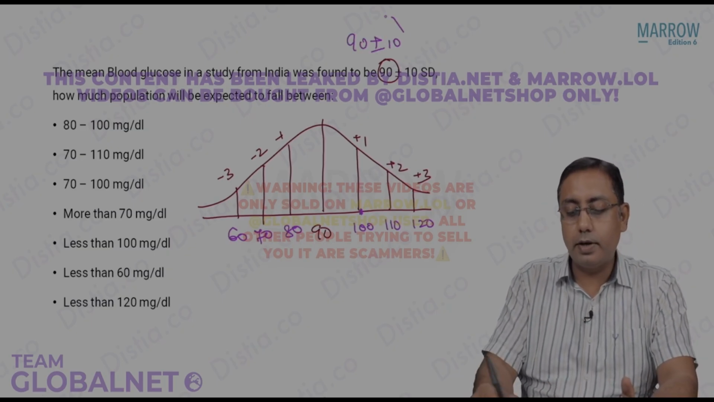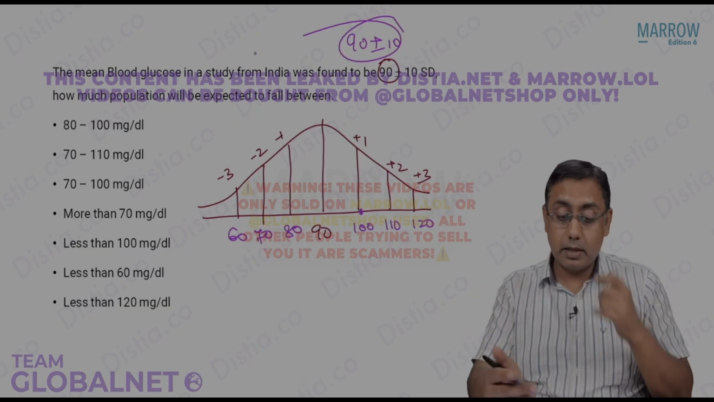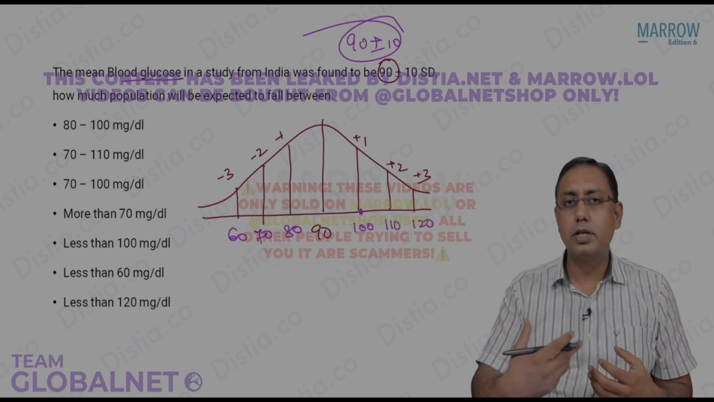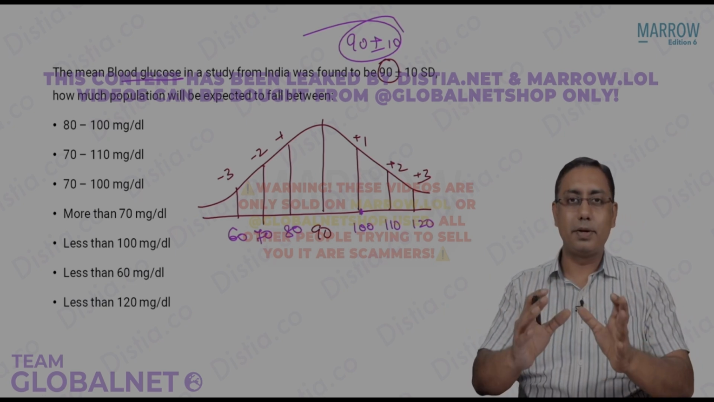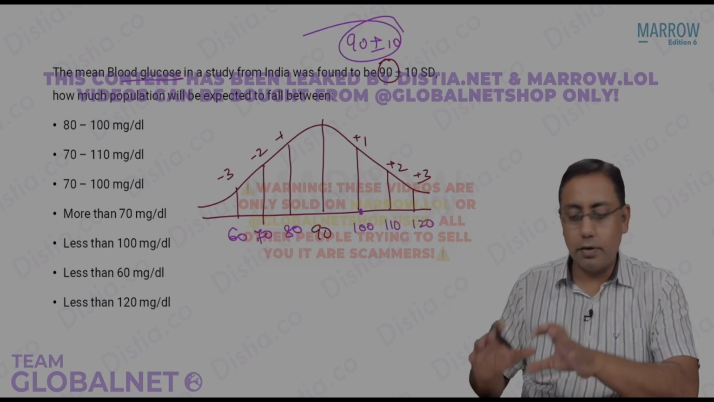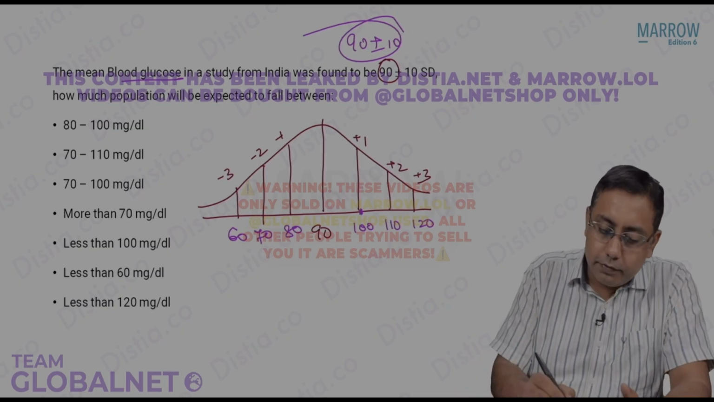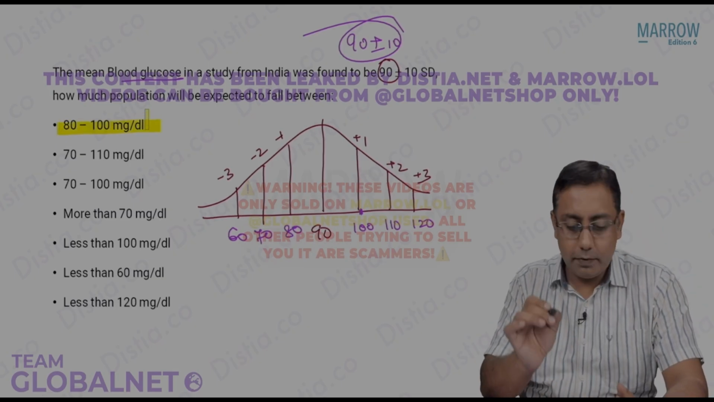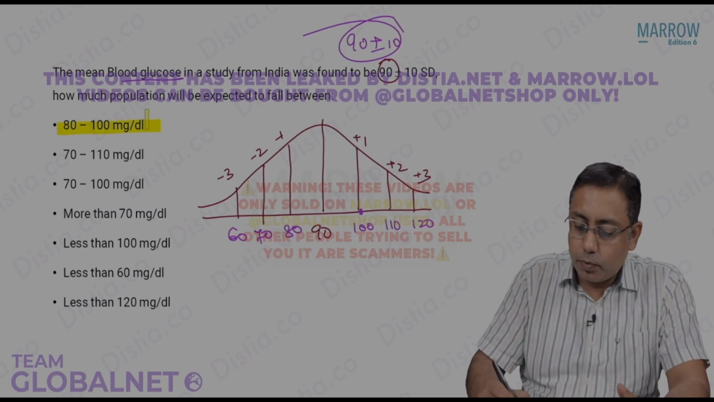What is the data you were given? 90 plus minus 10. Whether it is blood glucose or blood pressure or HB levels or anemia levels or whatever it is, that is a separate story. But mind you, over here what we have is a normal distribution curve, and that's how we are going to fill it. Now, the first question is: how much population is going to lie between 80 and 100?